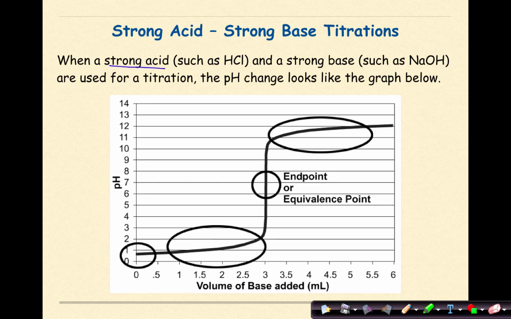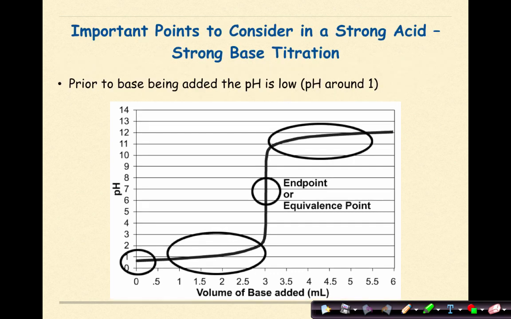When a strong acid, such as HCl, and a strong base, such as NaOH, are used for a titration, the pH change looks like the graph below. Prior to base being added, the pH is low. The pH is around 1. Now, where are we talking about this on this particular graph? We're talking about this location right here, where we start out with a pH a little bit below 1.